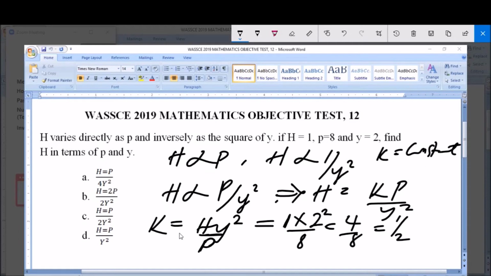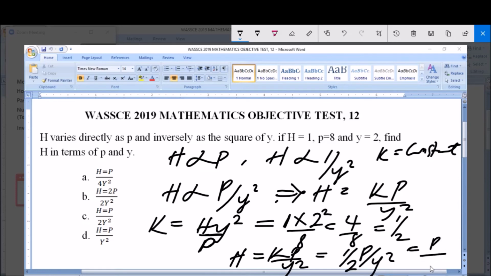Now we take it back to the original equation we had. We know our k now. We are asked to express h in terms of p and y. So in terms of p and y, h will be equal to what? h is equal to kp over y squared, and our k is 1 over 2. So we have 1 over 2, all times p over y squared, which is the same thing as p over 2y squared. So h is equal to p over 2y squared.